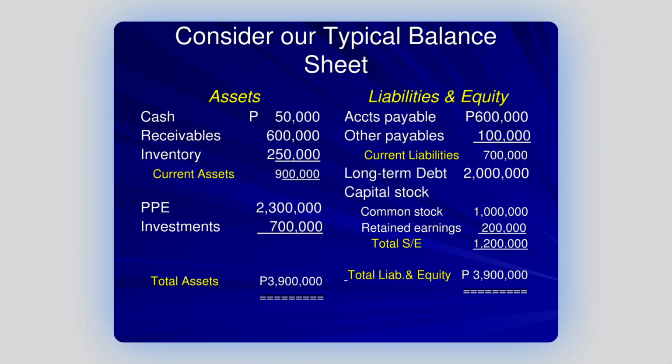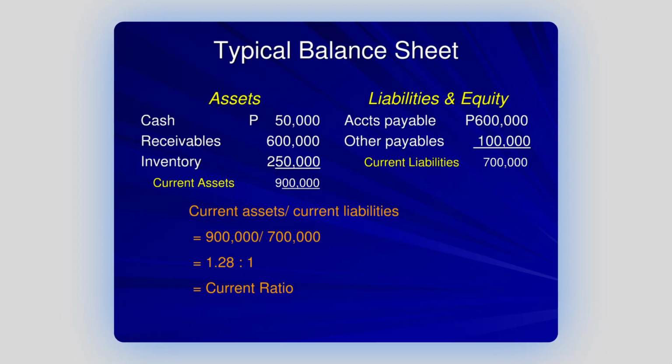Okay. So, consider our typical balance sheet, no? Ito yung ating balance sheet natin. Your assets, your liabilities and owner's equity. As discussed kanina, 'di ba? You have your 3.9. Okay. So, typical balance sheet, you just compute for your current ratio. How do we compute for our current ratio? That would be your current assets divided by your current liabilities. Meaning to say, current assets 900,000 plus receivables plus inventory, just divided by 700,000, your current liabilities. Ibig sabihin, you have 1.28 as your current ratio.